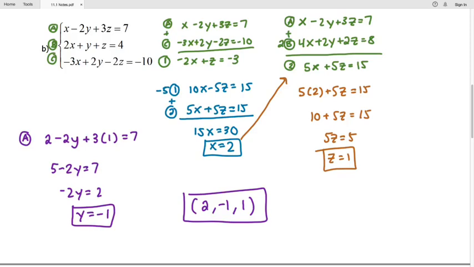Okay, so that was a review of Algebra 2: solving equations in three variables. The next example is a word problem. Here we go.